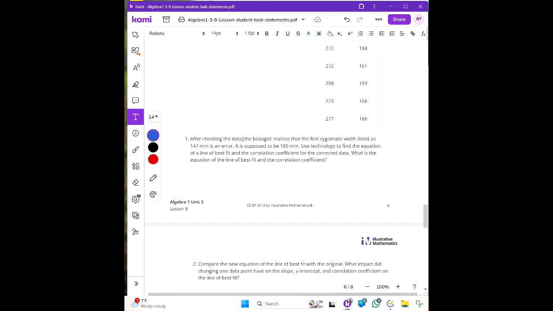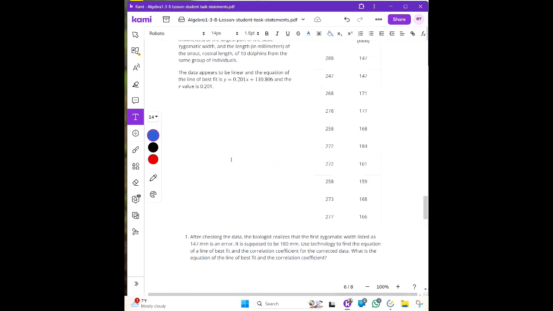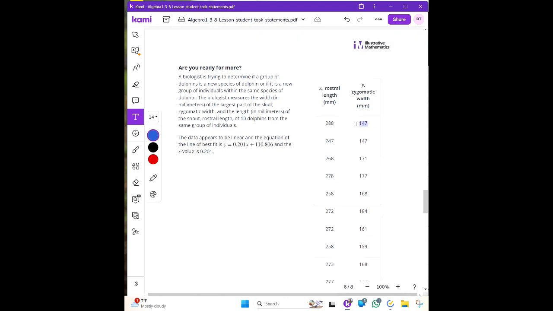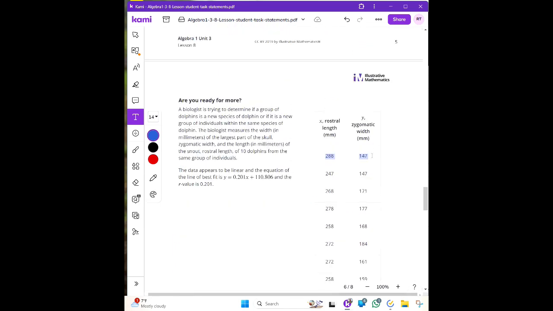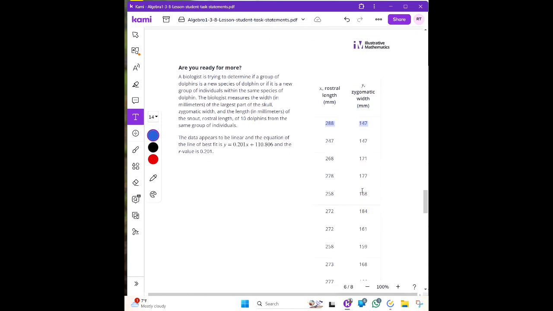After checking the data, the biologist realizes that the first zygomatic width listed as 147 millimeters is an error. It is supposed to be 180 millimeters. Use technology to find the equation of a line of best fit and the correlation coefficient for the corrected data. What is the equation of the line of best fit and the correlation coefficient? Okay, so up here we see that the first one is incorrect. Instead of 147, it should be 180. Okay, so let's go ahead and put this data into Desmos and get the new line of best fit.